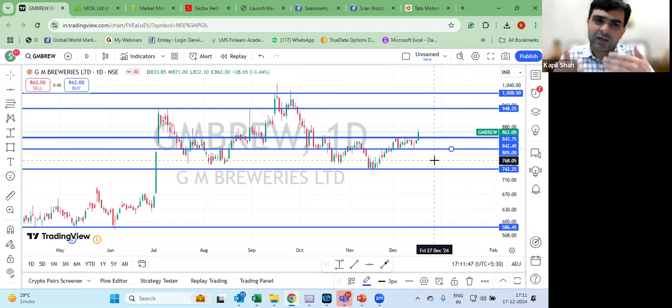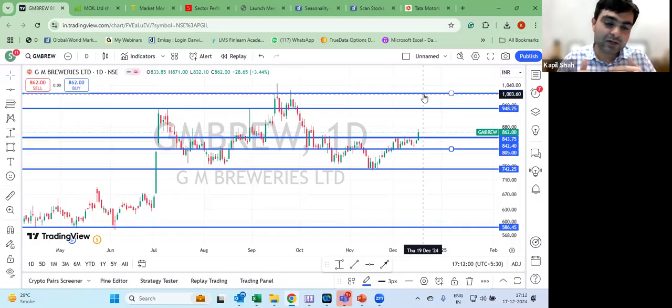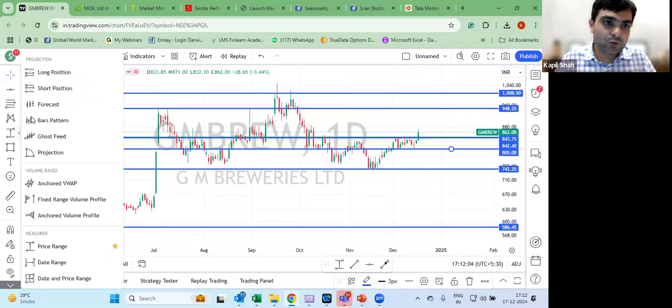Either I will buy at 860, or on the intraday chart, whatever the support levels are there. But up to 840, I will be in the accumulation zone. Below 800 will be my stop loss, and this is my first target, and this is my second target. But now I need to see it in number terms: how much is my risk and how much is my reward. So here there is one more tool.